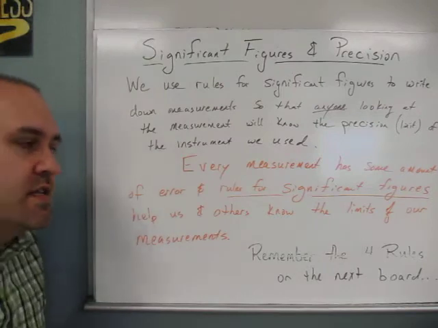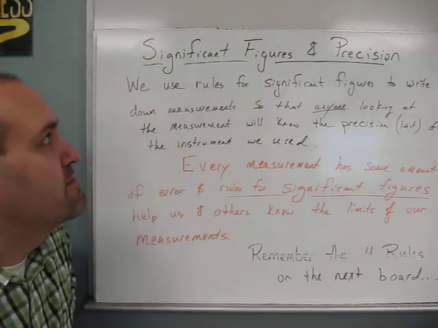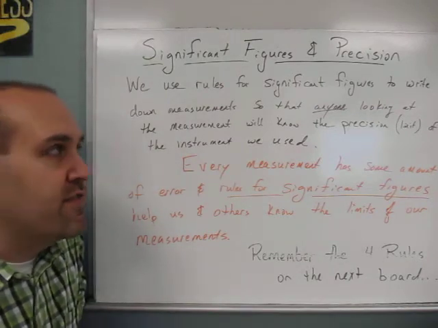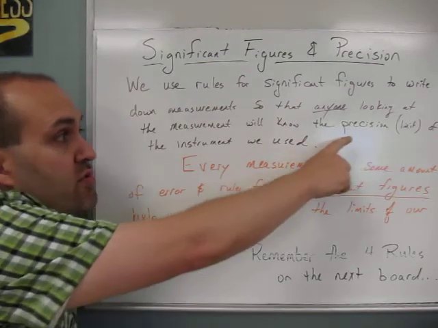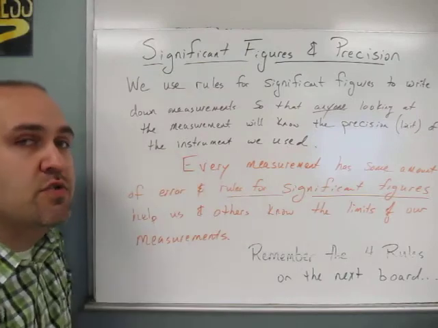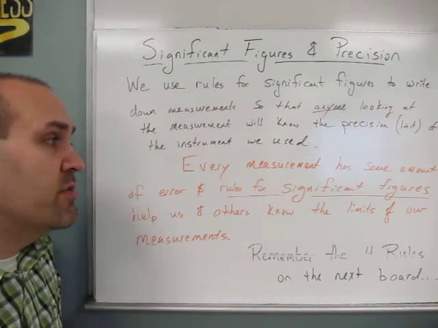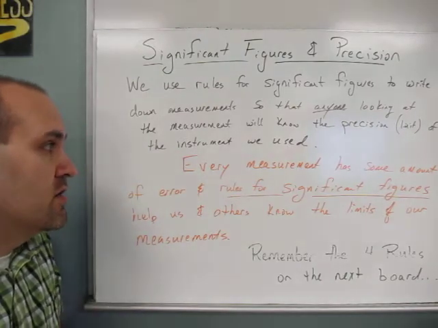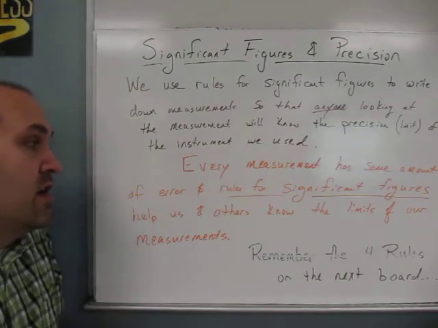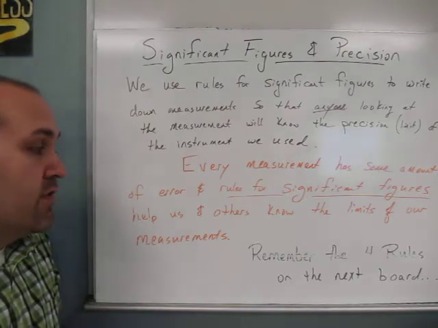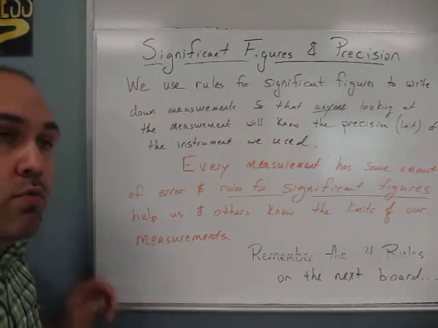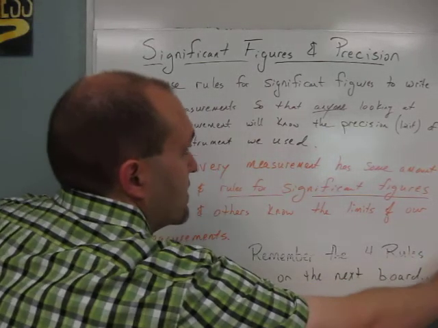Everyone's favorite subject, significant figures. We use rules for significant figures to write down a measurement so that anyone looking at that measurement will know the precision or the limit of the instrument we used. Every measurement has some amount of error. And the rules for significant figures help us and others know the limits of our measurements. Remember the 4 rules for significant figures on the next board.